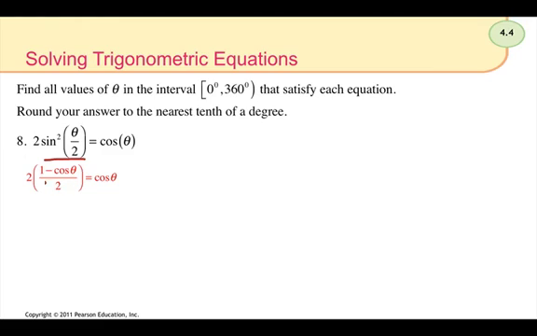And then at this point, I'm going to multiply this 2 times this expression, and notice that these two cancel out, and I'm left with this. I am going to add cosine of theta to both sides, and I get this. Isolate the cosine of theta, and I get cosine of theta is equal to a half. Cosine of theta is positive in quadrant 1 and quadrant 4, so the angles that satisfy this equation in degrees are 60 and 300 degrees.